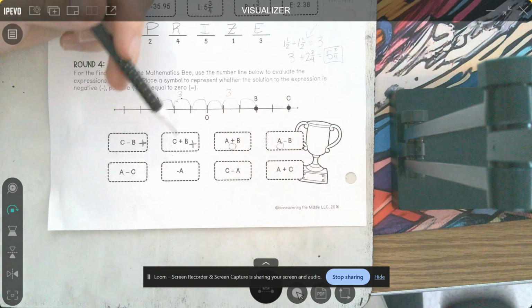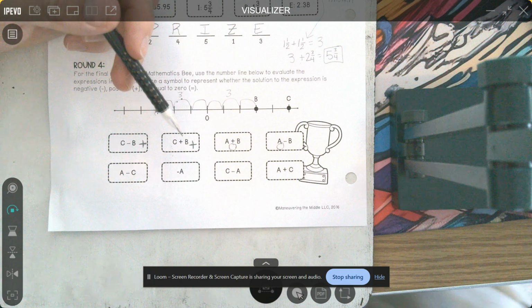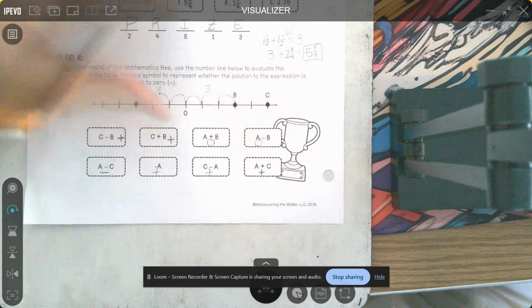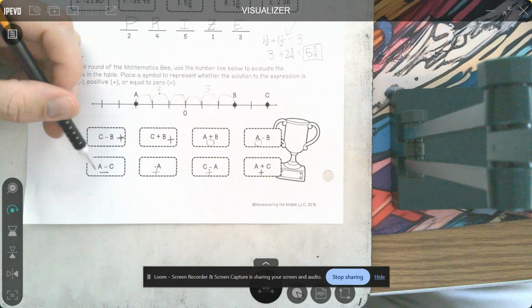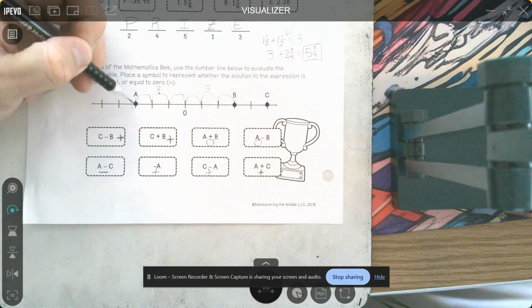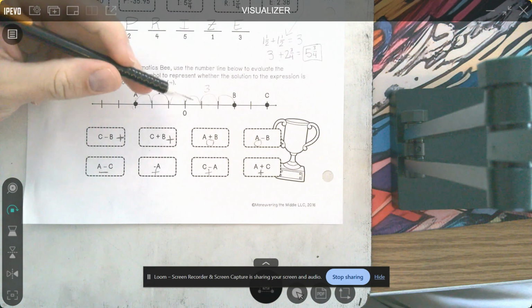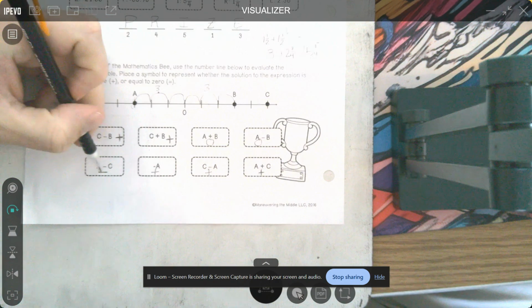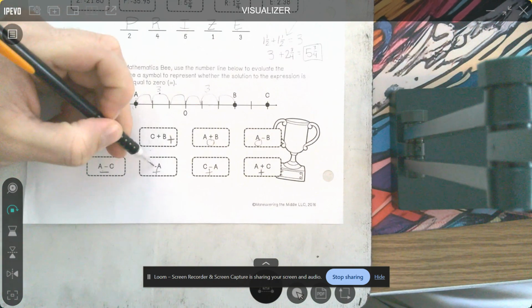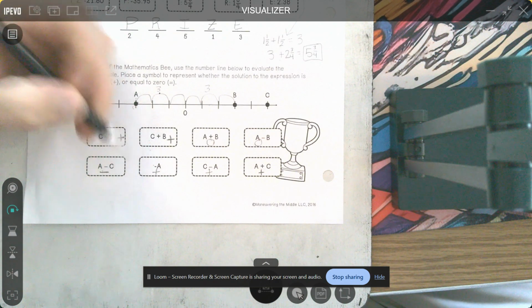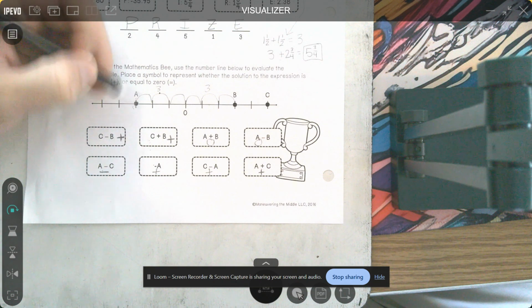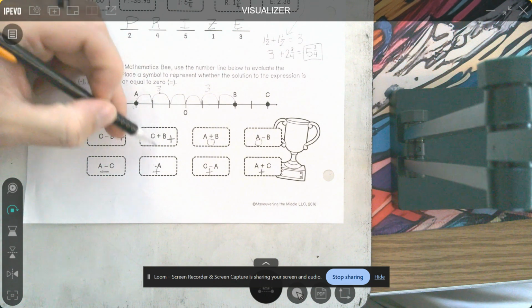I'm going to pause the video and give you the answers. So go ahead and you try now by yourself. All right, here are your answers. A minus C, it's going to be a negative answer because A is negative. If you subtract a positive, you're getting more negative. It's going to be a negative answer. Negative A is saying take the opposite of A. A is a negative number. So the opposite of a negative is a positive.